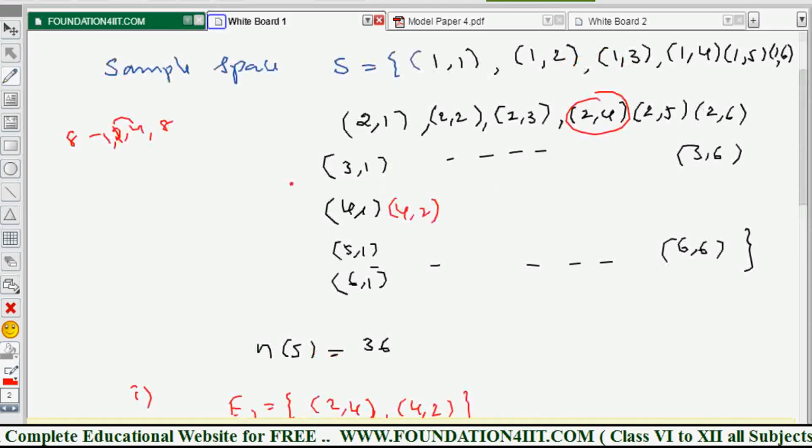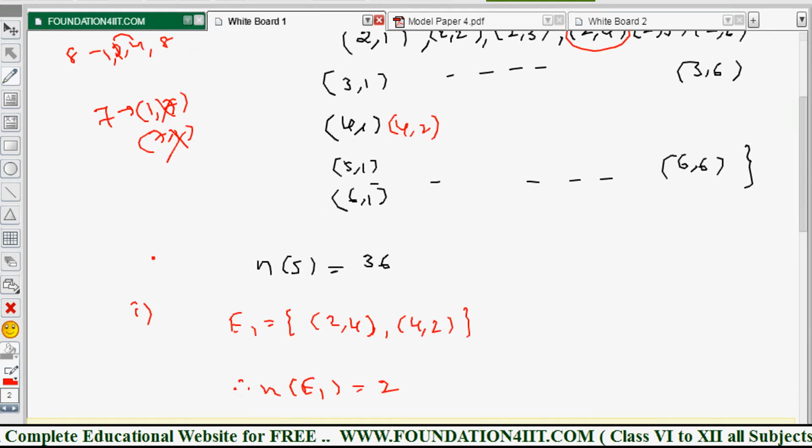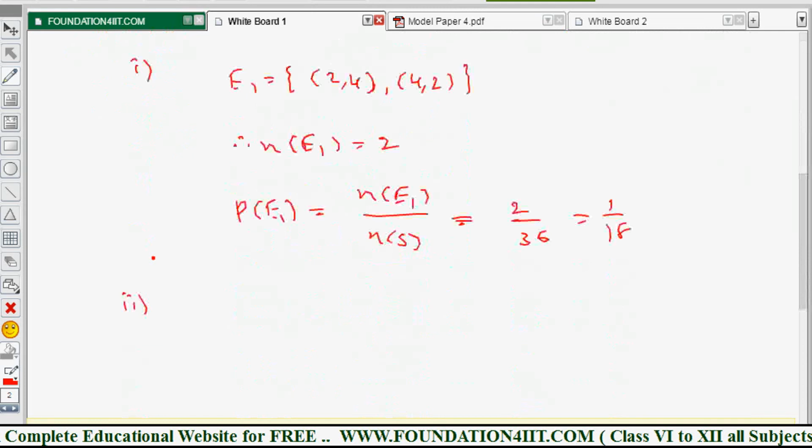So there is no chance here, because 2 ones are 2, 2 twos are 4, 2 threes are 6, and there is no 7, because 7 is only 1 comma 7, either 1 comma 7 or 7 comma 1. There is no other chance. 1 comma 7 is not there and 7 comma 1 also is not there. That means here the product of two numbers appearing can't be 7. There is no chance of 7, so it's an impossible event.